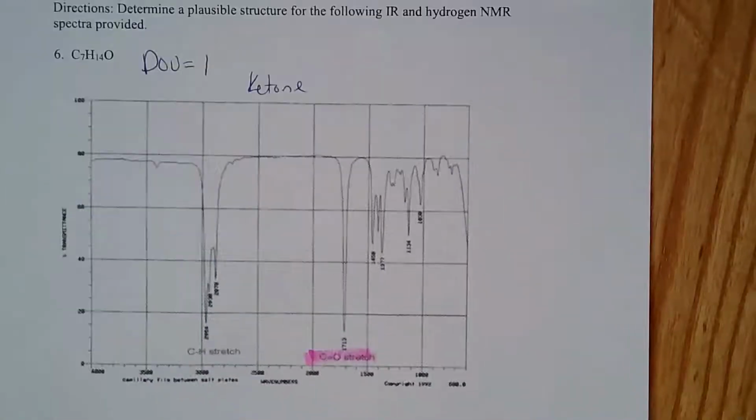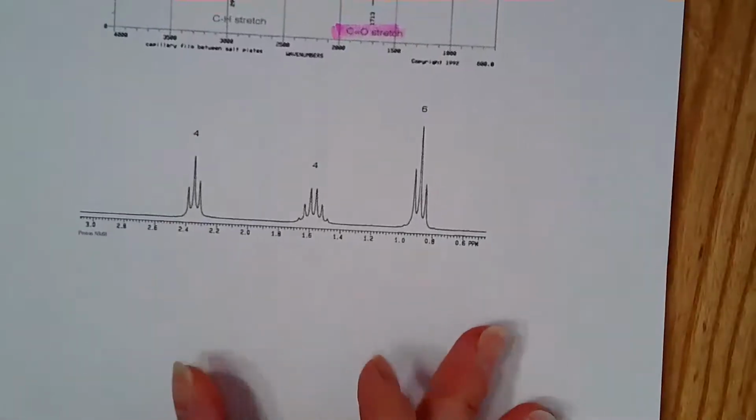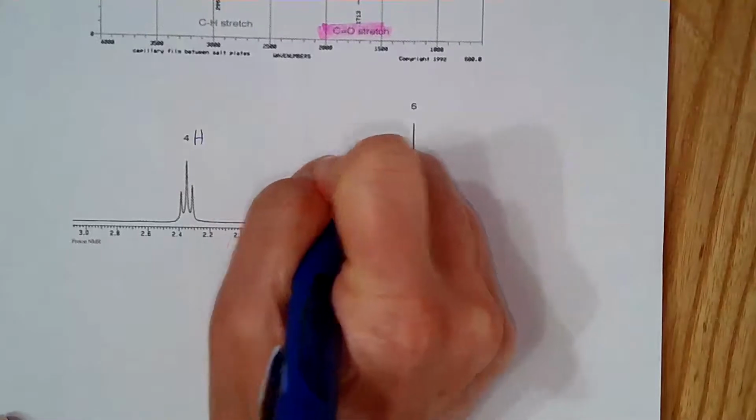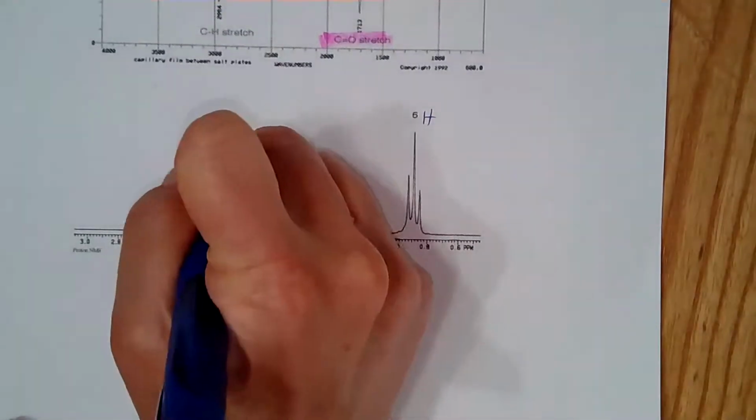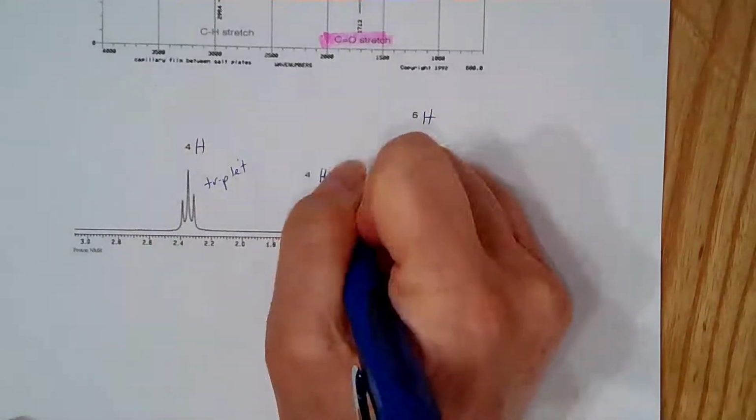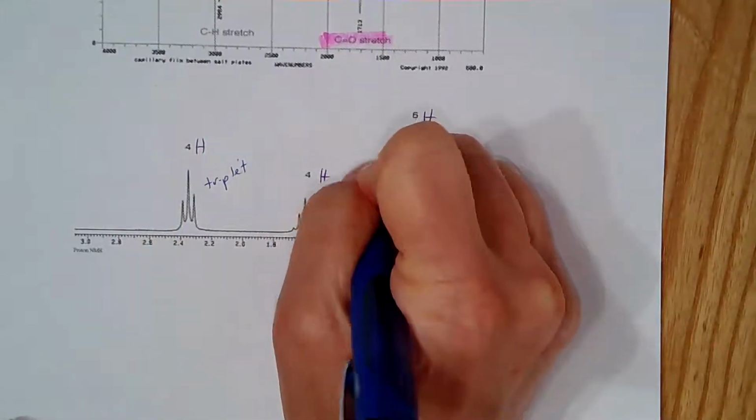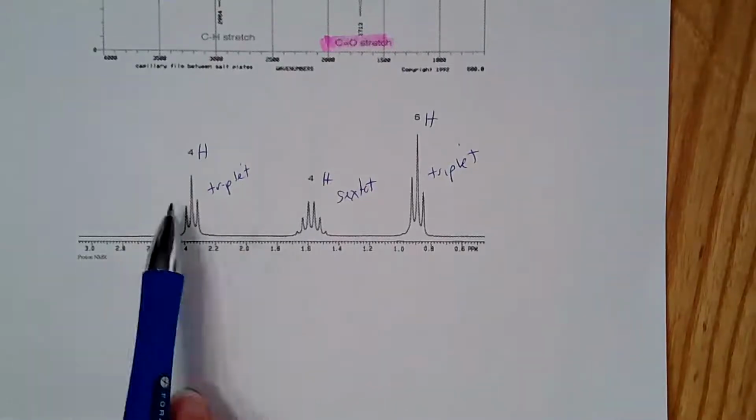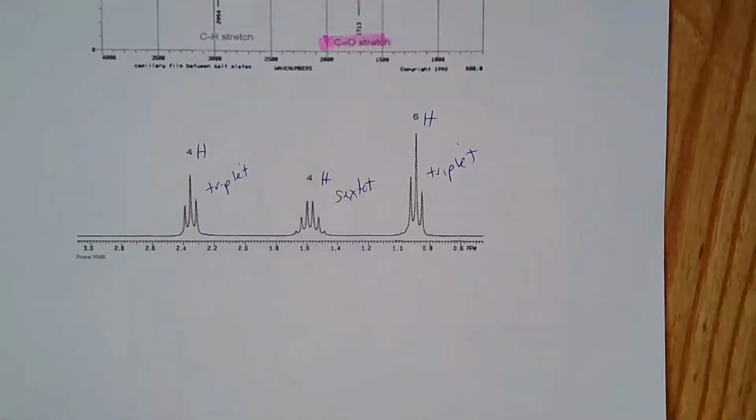I have 7 carbons, but I don't know where the ketone group happens to be. But recognize with this worksheet, they are giving you how many hydrogens are in each one of the peaks. So this is a triplet. This is a sextet, and this is a triplet. Okay. So with this setup, 4, 4, and 6, think symmetrical because those are even numbers.